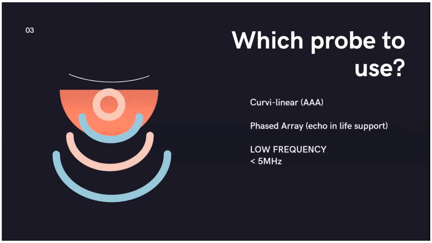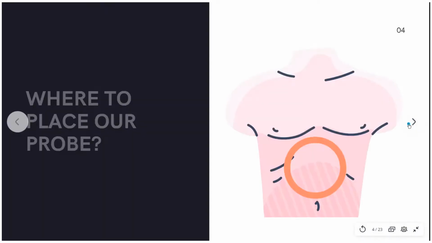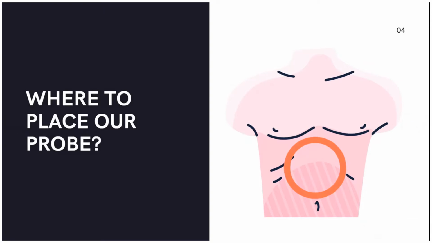Which probe are we going to use? We're going to use the curvilinear probe, the same probe you use for AAA, or the phased array probe that you use in echo and life support. Both are low frequency probes. Just pick the one that you like. And then where are you going to place your probe? You're going to place the probe at the epigastrium.